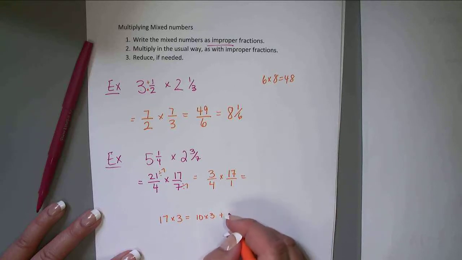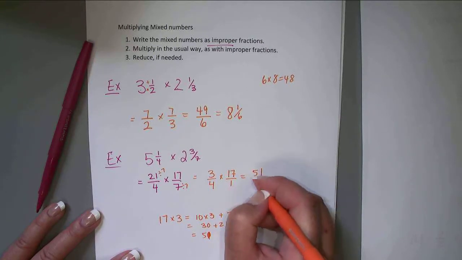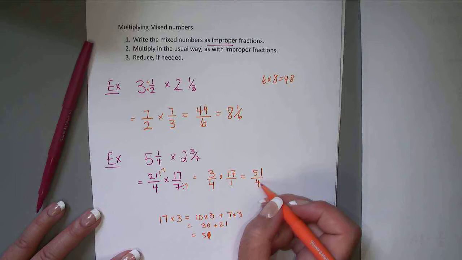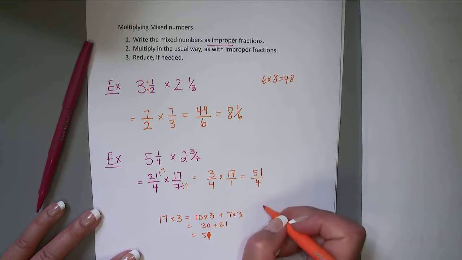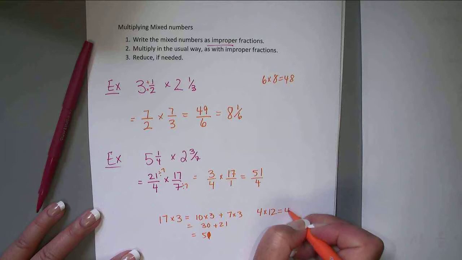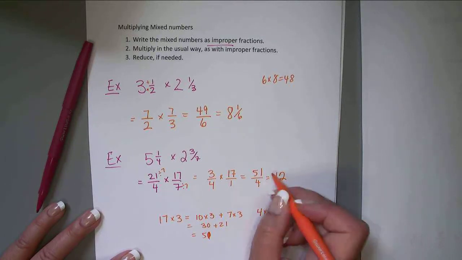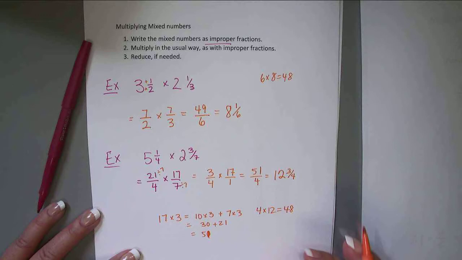plus 7 times 3. So that would be 30 plus 21, which is 51. Now 4 goes into 51 12 times. 48. So 12 times, and with 3 left over.